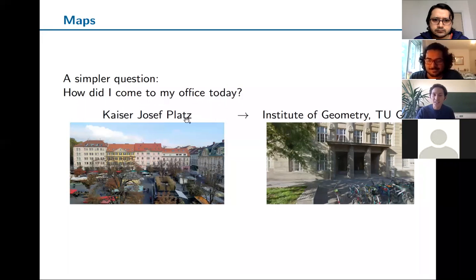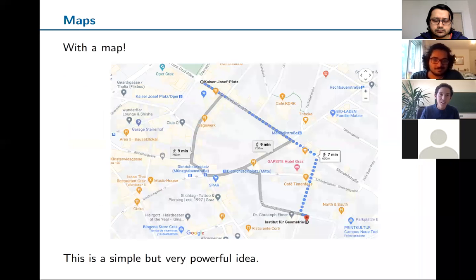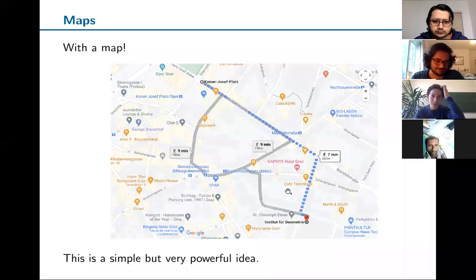And the question is, how do I take the optimal path to get there faster? And one possible answer is you use a map. So you look at your map, you have one position 1, one position 2, and this map will tell you this path over here is the most optimal one. Okay, this is a very simple idea, but it's really powerful.